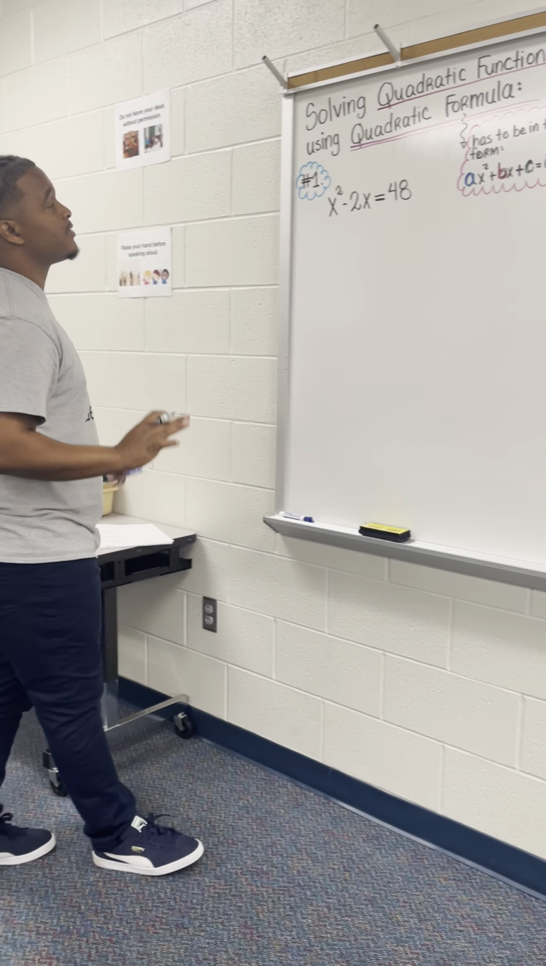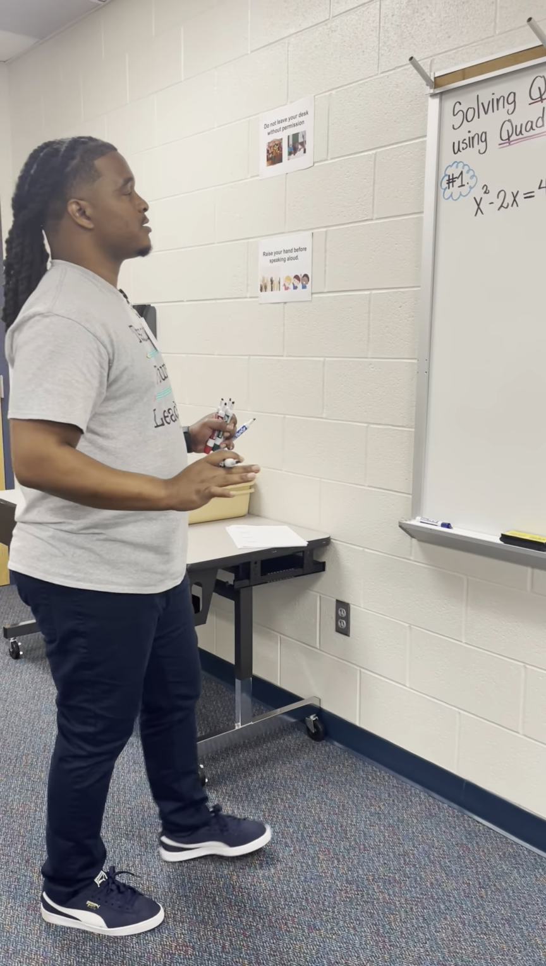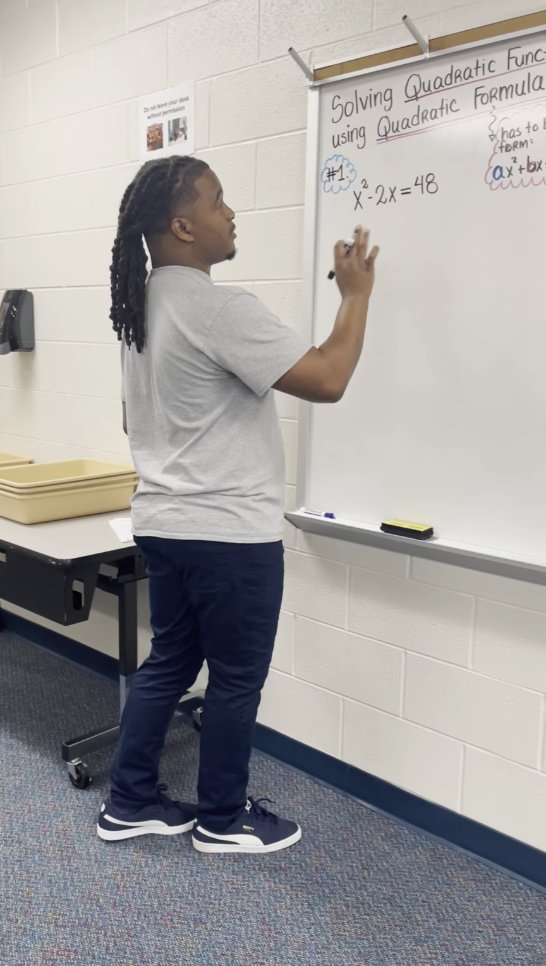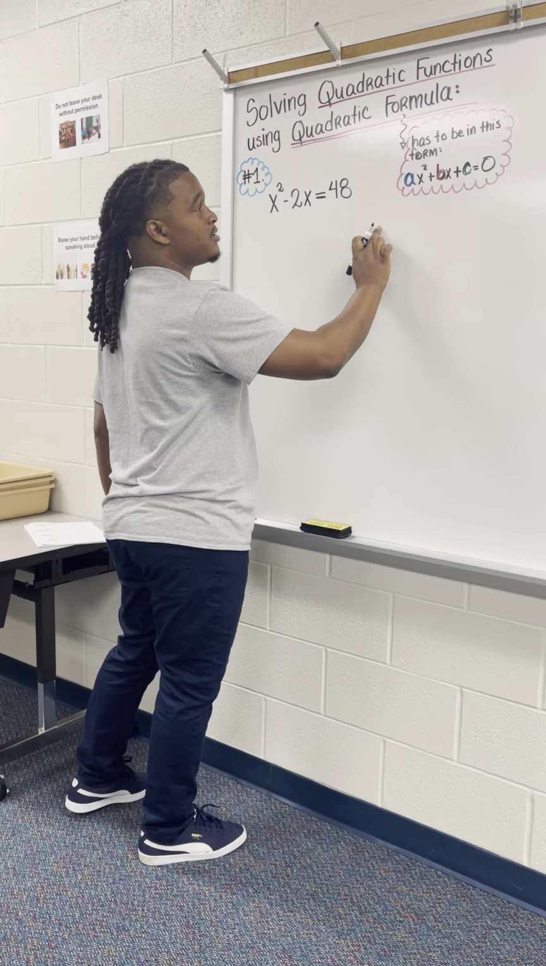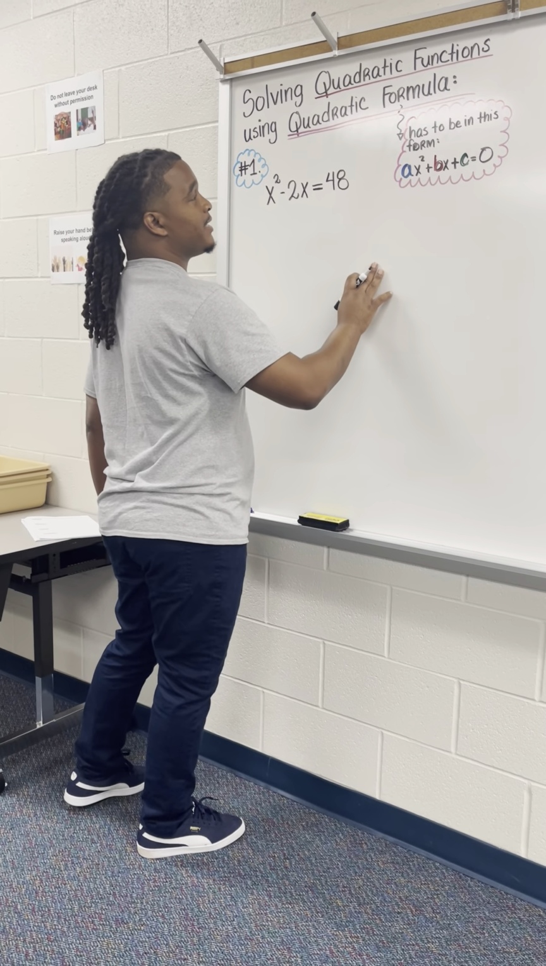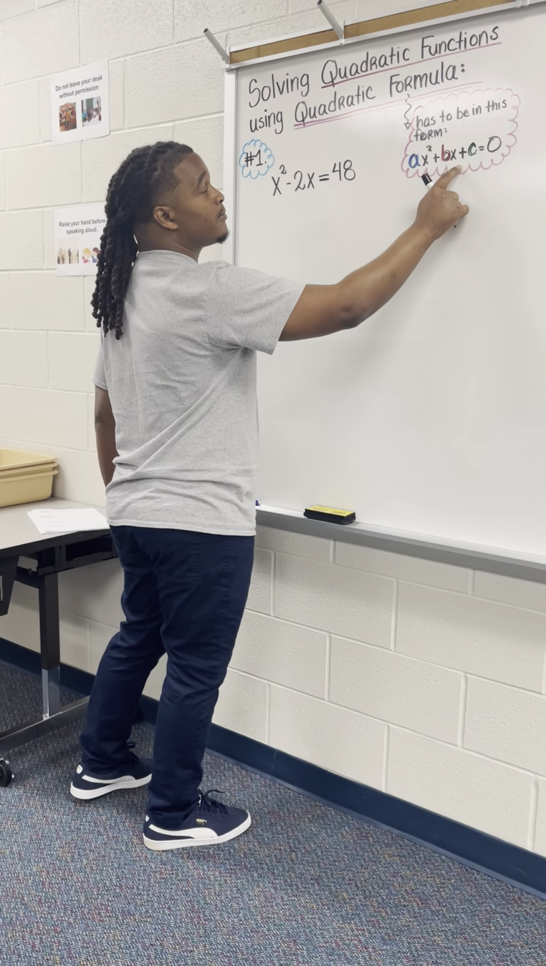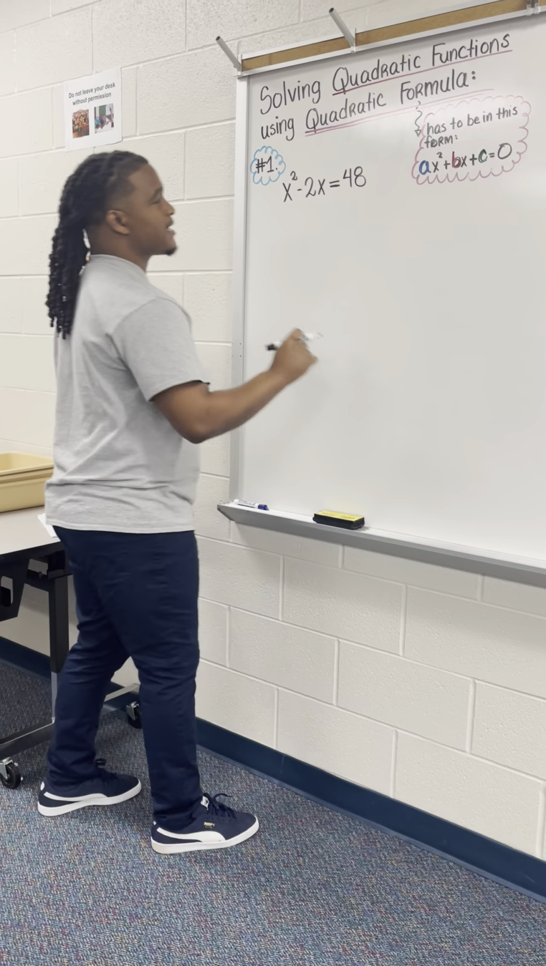Now, before we can even start solving this, the first thing I want to let you know is what we're solving is we're trying to find the zeros or the solutions of the quadratic function, meaning that we need to put the function in this form so it can equal 0. So let's actually do that.